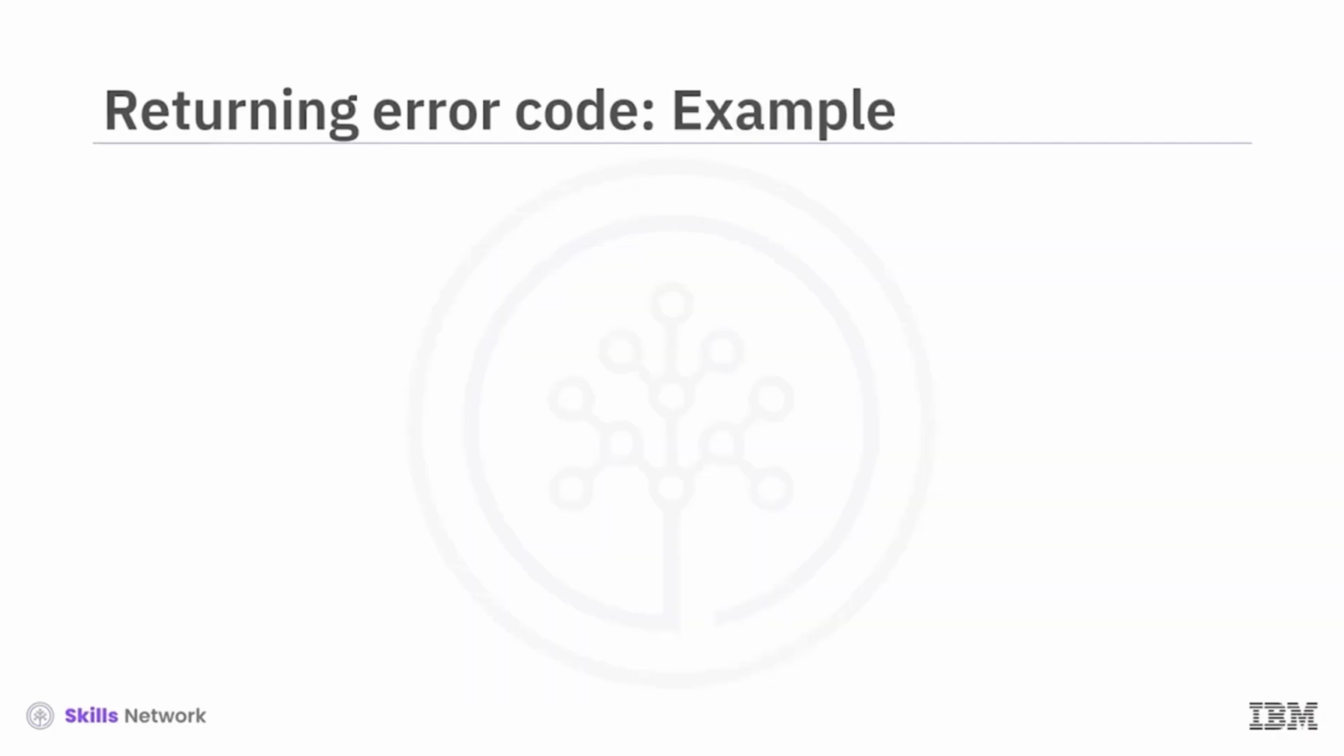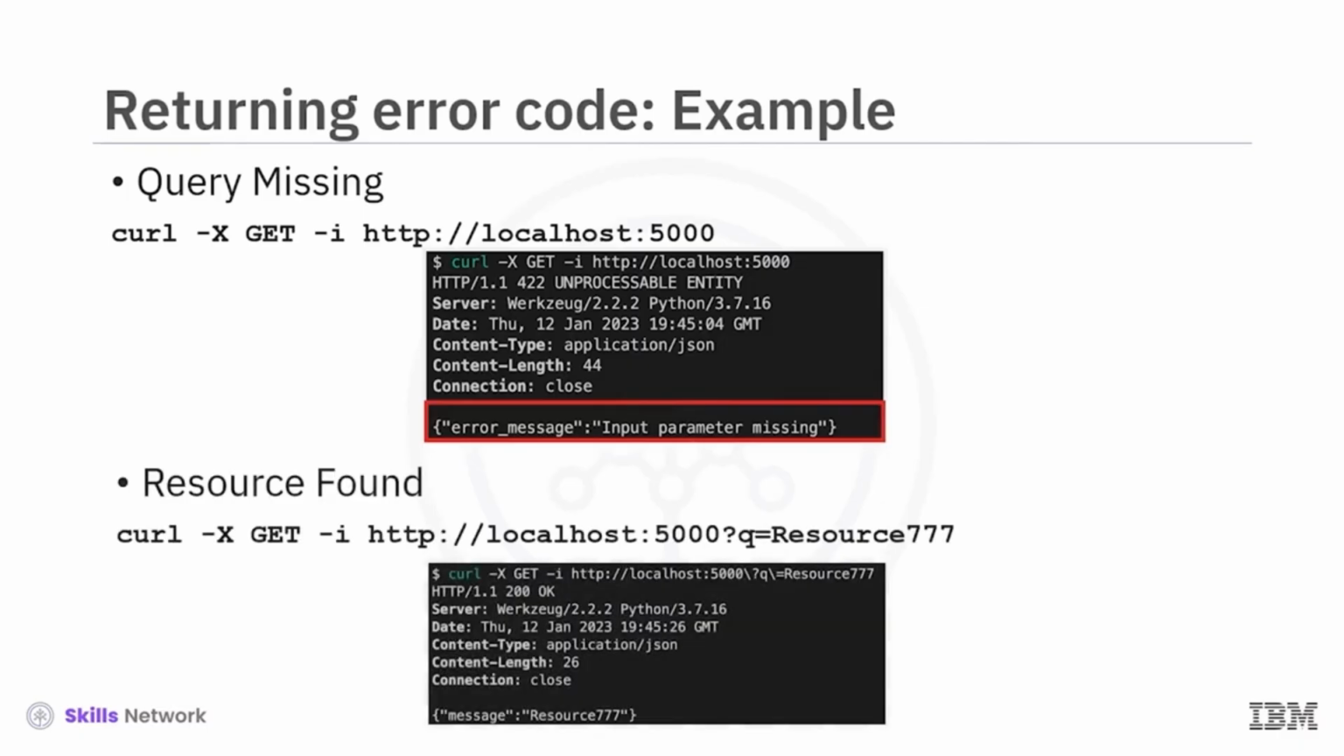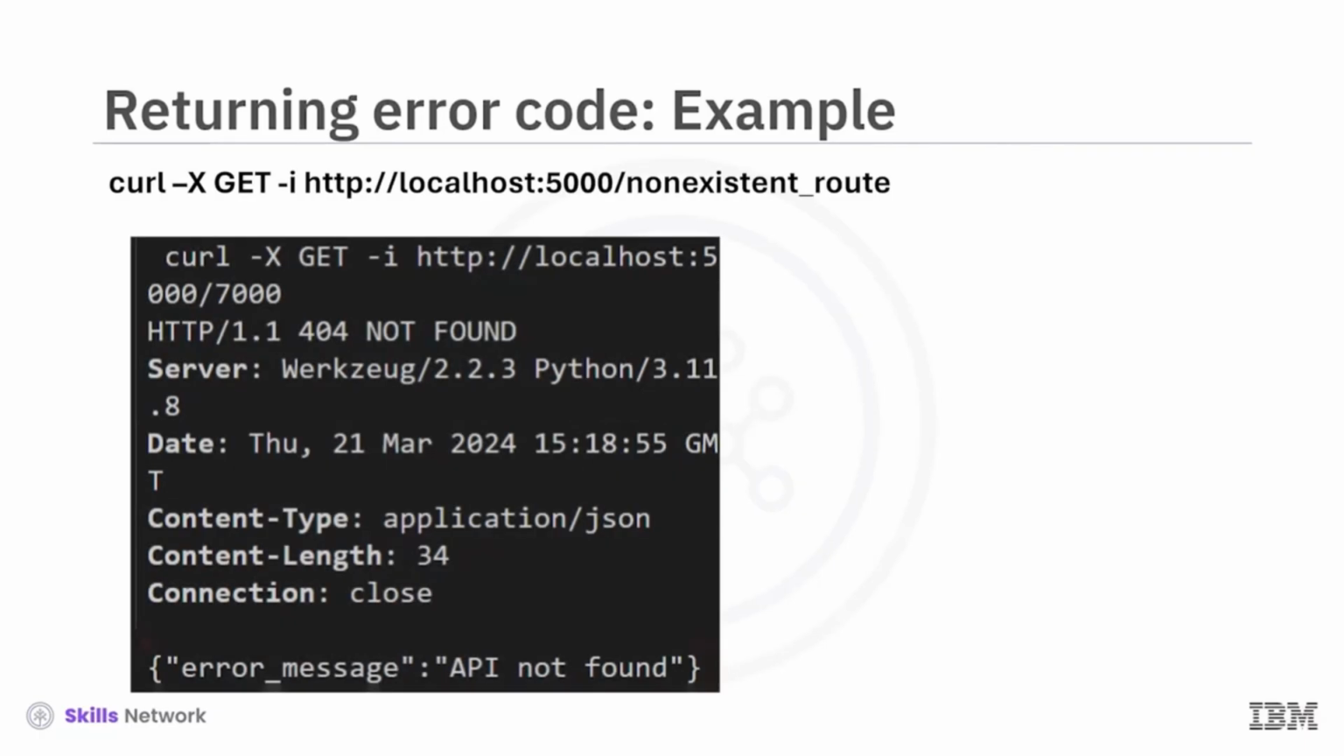Now let's call this endpoint using the curl program. Call the route without a query parameter. The curl program returns a message of input parameter missing with a return status of 422. Next, call the route with the correct resource ID. The curl command returns the resource as the body and the status of 200. Finally, call the route with a resource that does not exist. The curl command returns a message of resource not found with a status of 404.